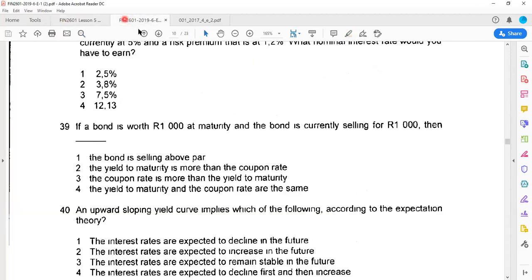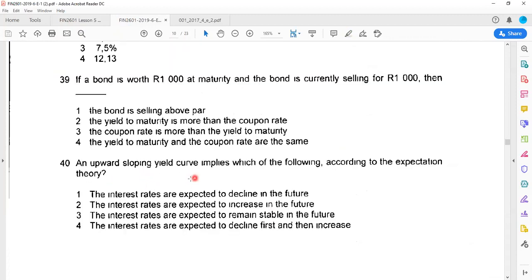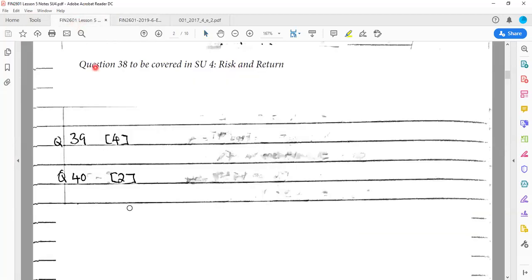And lastly, question 40, an upward sloping yield curve means that it's going to be more expensive to borrow in the future than today. So it means interest rates are expected to increase in the future, which is option 2.